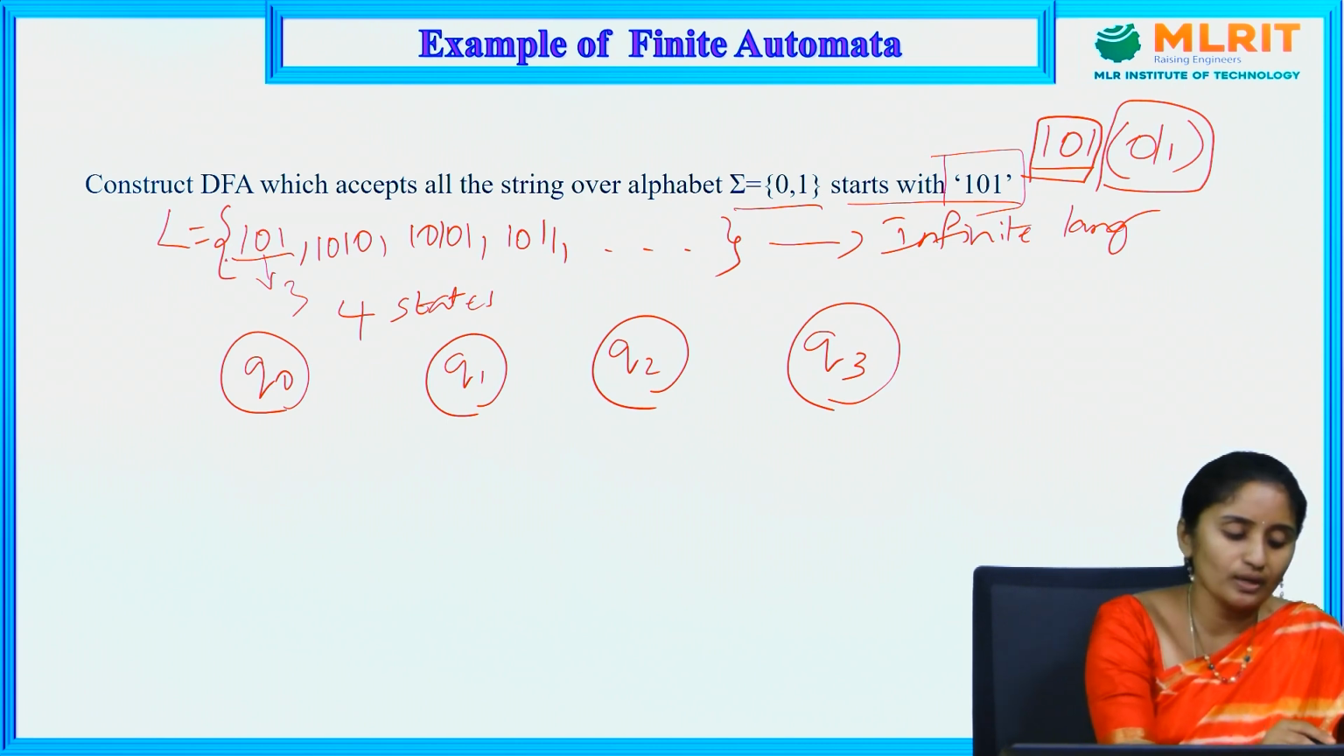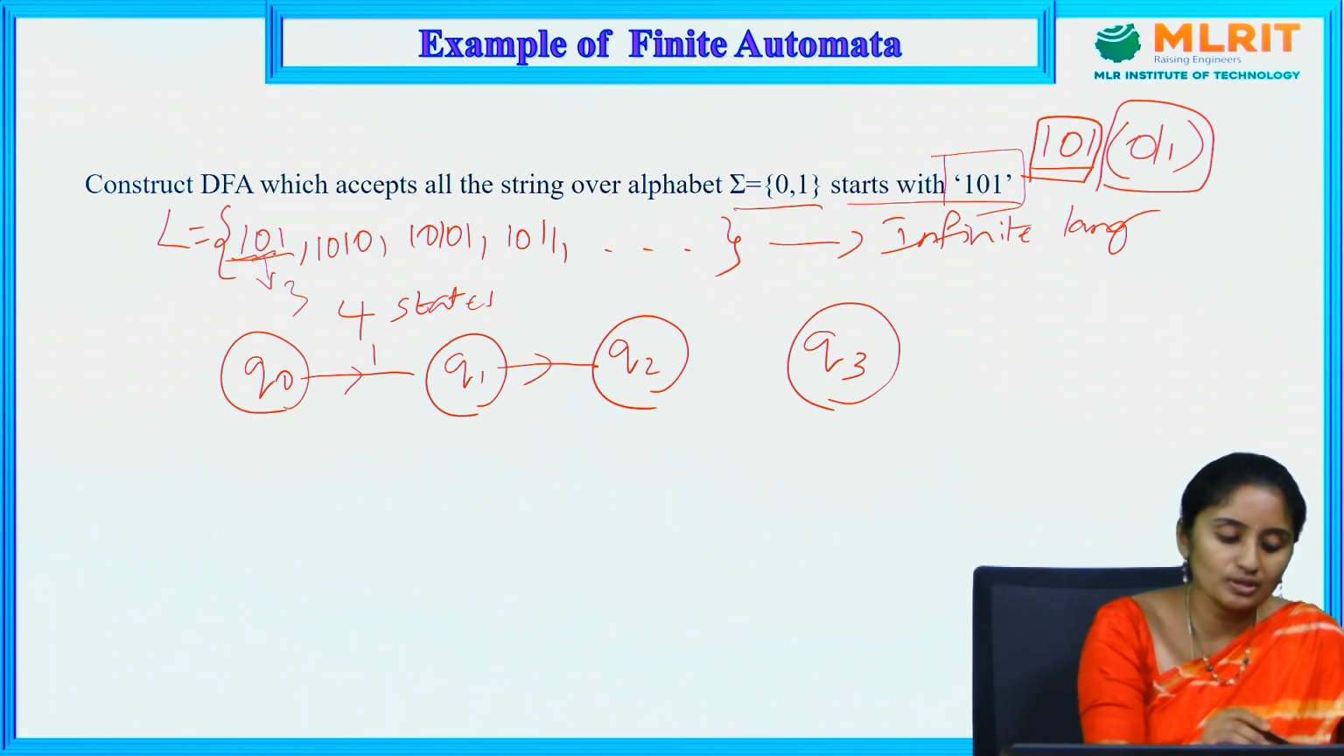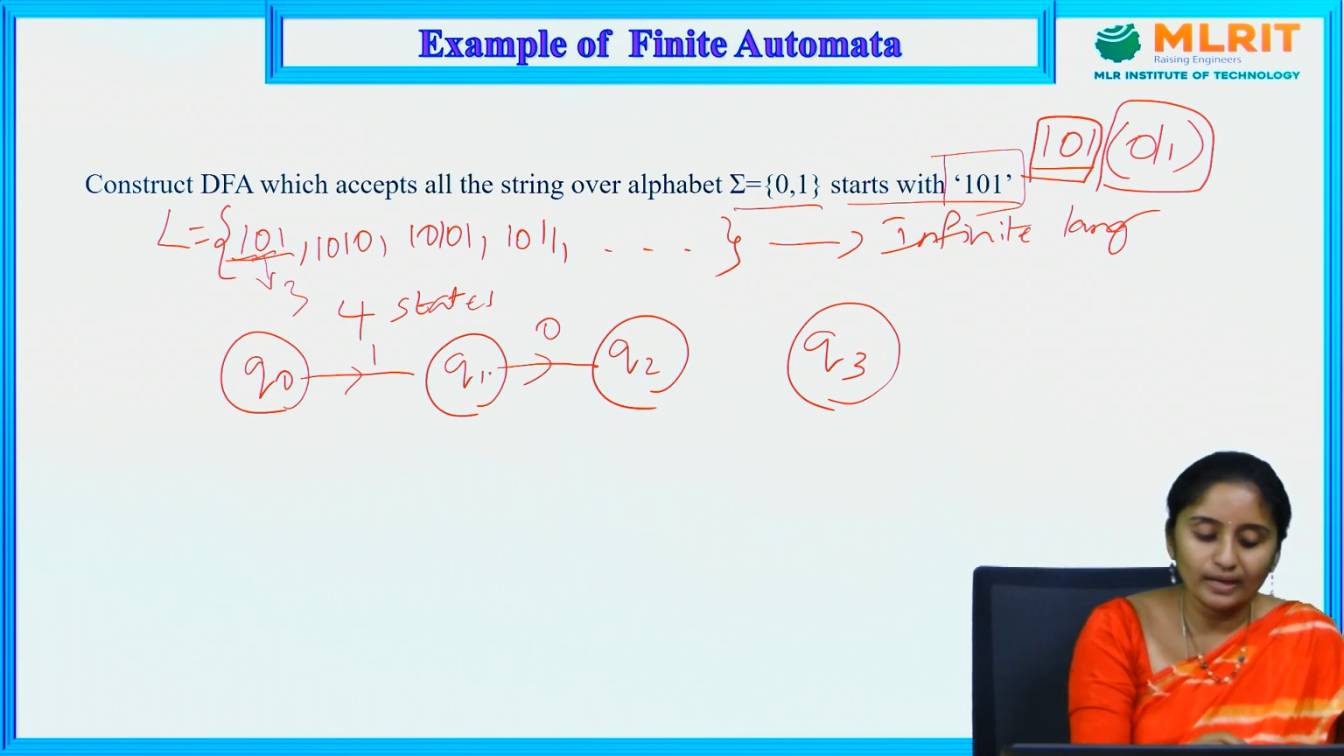The first thing I am going to do is plot the first string, 1, 0, 1. When I have input 1, it is moving to the next state. And when the next input symbol is 0, it is moving to the next state.